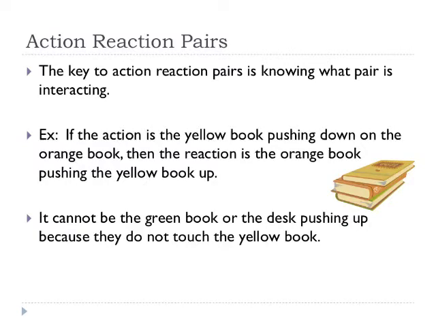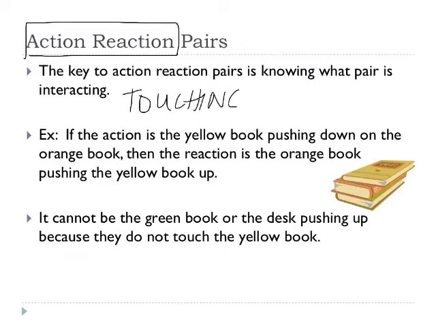So when we talk about Newton's third law, we talk about action-reaction pairs. There's some action being made and some reaction that occurs because of it. The key to identifying these correctly is you have to know what's interacting, or what's touching. If they're not touching, they can't be an action-reaction pair.